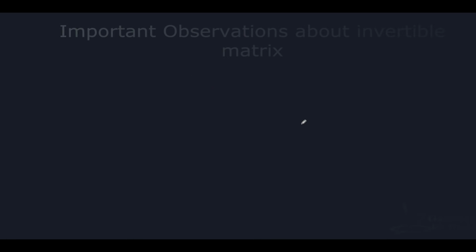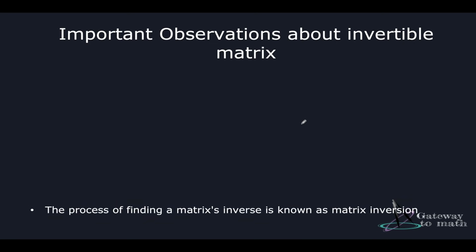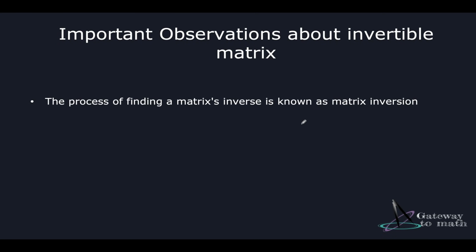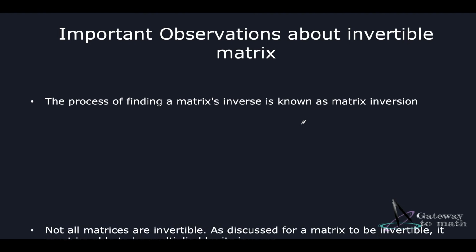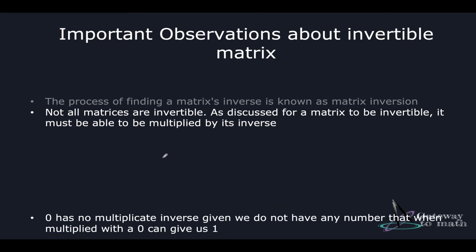Okay, moving forward. Some important observations about invertible matrices. The process of finding a matrix inverse is known as matrix inversion. Not all matrices are invertible. As discussed, for a matrix to be invertible, it must be able to be multiplied by its inverse. Now, I want us to note here the two terms inverse and invertible, both being adjectives, might sound the same, but they are two different concepts, okay? So you should keep that in mind.